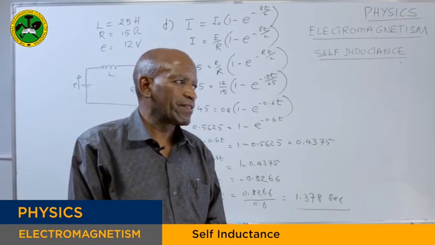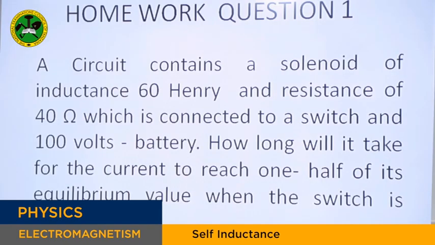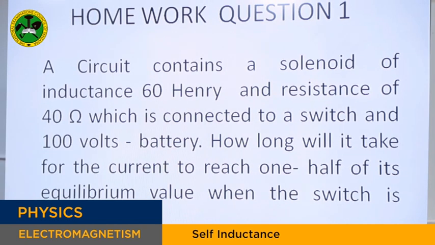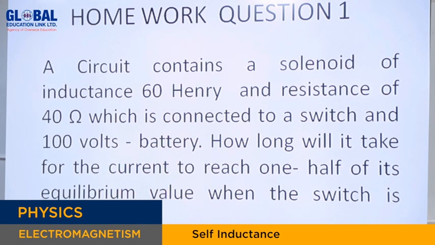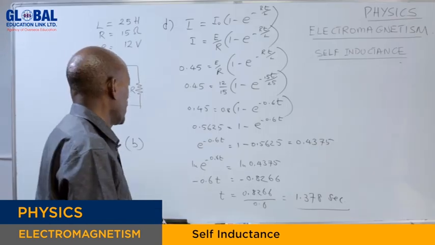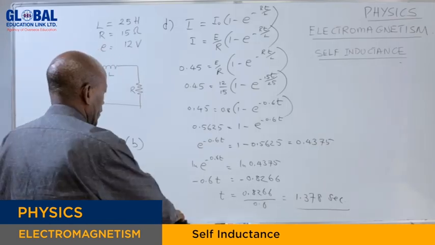Okay, students. Now here we have a question as homework, but I'll give you some hint. The question goes like this. A circuit contains a solenoid of inductance 60 henry and a resistance of 40 ohms, which is connected to a switch and a 100 volt battery. The question says, how long will it take for the current to reach half of its equilibrium value when the switch is closed? So that is the question.